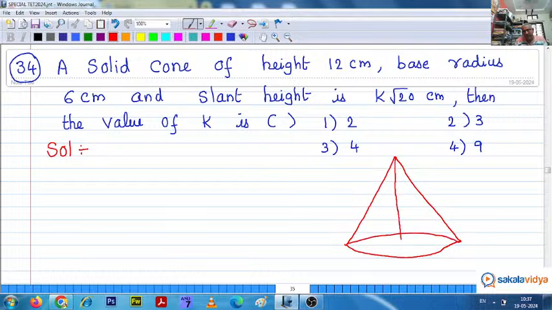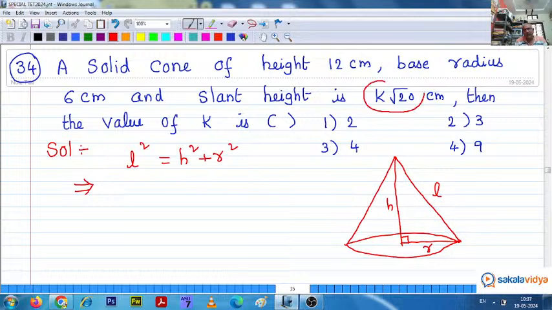This is the height, this is the base radius, and this is the slant height of the right angle triangle: l, r, h. So we have the relation l square is equal to h square plus r square. Substitute the respective values. l square means (k root 20) whole square, which means 20 k square.